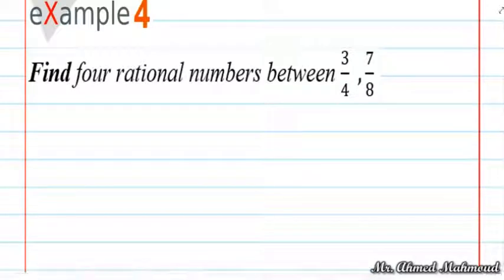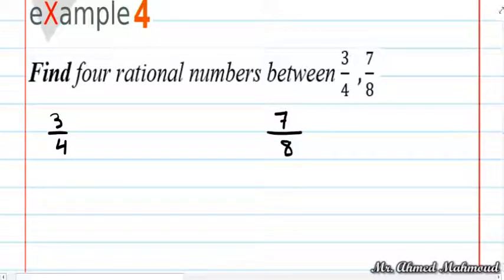Okay, first I'm going to write 3 over 4 here and 7 over 8 here, and I'm going to change the denominators. What does it mean? The first denominator is 4, the second denominator is 8. Then I'm going to multiply the first fraction by the second denominator, as in cross multiplication. Then we are going to multiply 3 and 4 by 8. The second one, I'm going to multiply 7 and 8 by what? By 4.